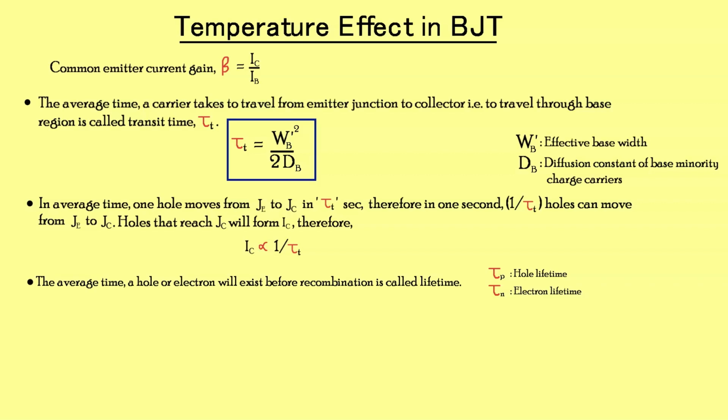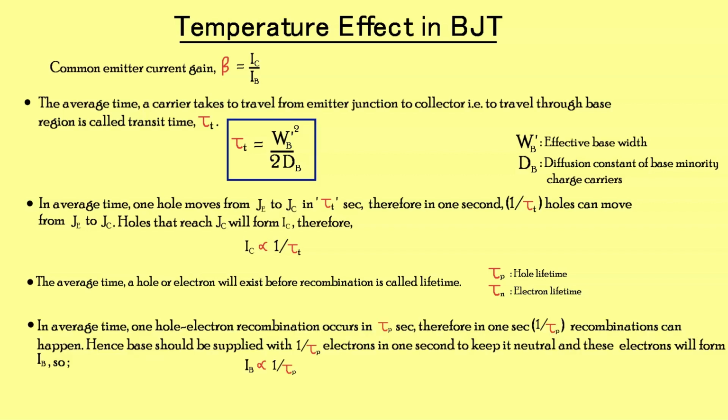Also, we know that the average time a hole or electron will exist before recombination is referred to as carrier lifetime. Since we are talking about a PNP type BJT, we have to consider the recombination of holes which are coming from the emitter. On average, one electron-hole recombination occurs in hole lifetime seconds. Therefore, in 1 second, 1 upon hole lifetime recombinations can happen. Hence, the base should be supplied with 1 upon hole lifetime electrons in 1 second to keep it neutral, and these electrons will form the base current. So, base current is inversely proportional to hole lifetime.